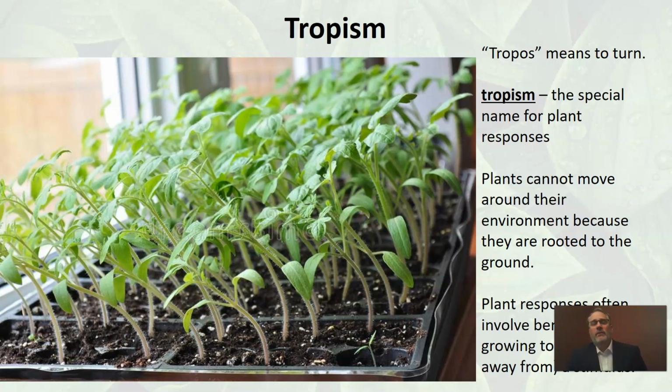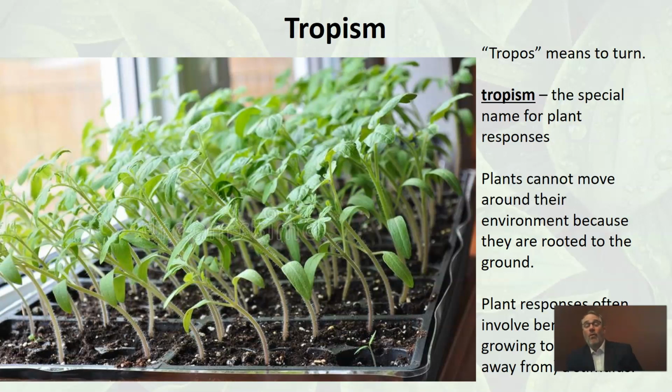Now, for plants, responding to their environment, just like reproduction, presents some special problems, as we've talked about in the past. And as you know, plants can't move around their environment. They are rooted to the ground. So for them to respond to their environment without movement, it's going to require it to be a little different than it is for animals. So plant responses, most often, since they're rooted to the ground, are going to involve bending, aka turning, remember tropos, bending or growing towards or away from a stimulus.